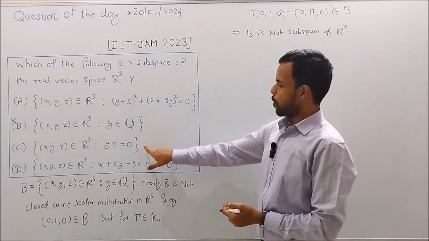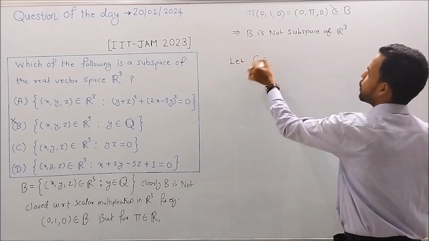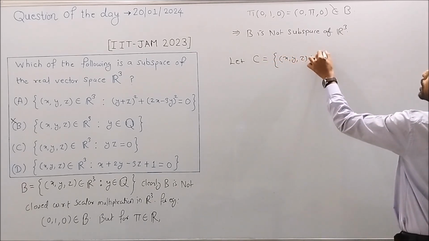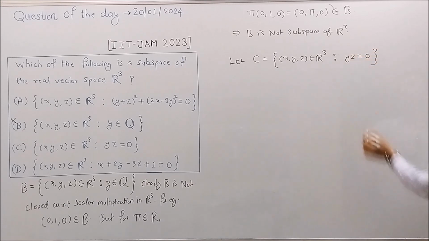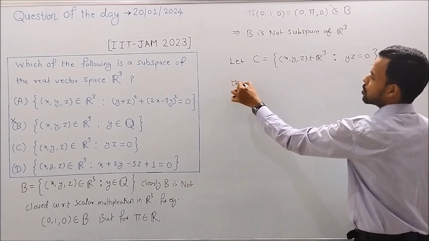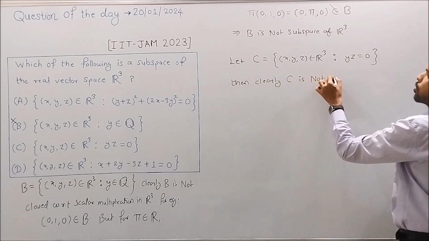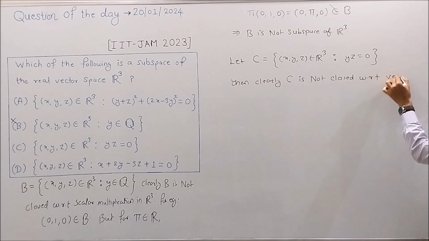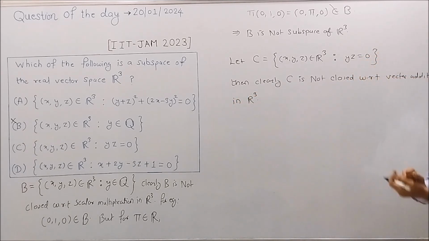Now, let's verify option C. Let's denote the set in option C by C. That is, C equals the set of (x, y, z) belongs to R3 such that the product of the second and third coordinate, that is y times z, equals 0. Then clearly C is not closed with respect to vector addition in R3.